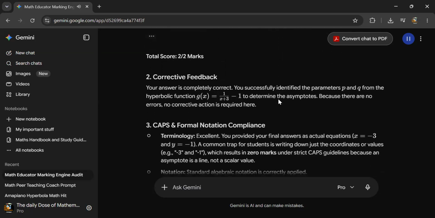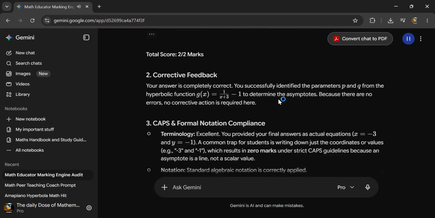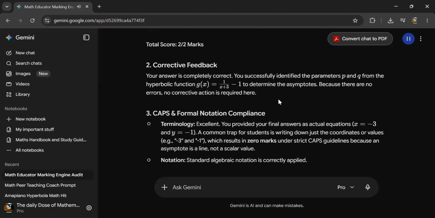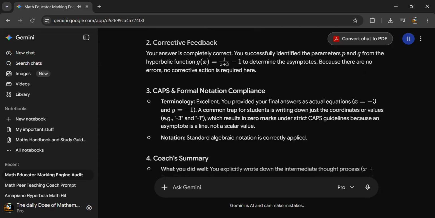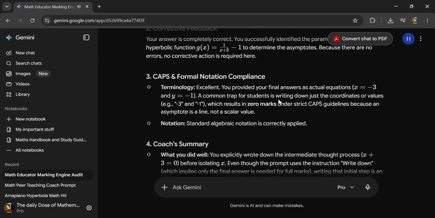2. Corrective feedback. Your answer is completely correct. You successfully identified the parameters p and q from the hyperbolic function g of x equals 1 over x plus 3, minus 1, to determine the asymptotes. Because there are no errors, no corrective action is required here. 3. CAPS and formal notation compliance. Terminology, excellent. You provided your final answers as actual equations, x equals -3 and y equals -1.